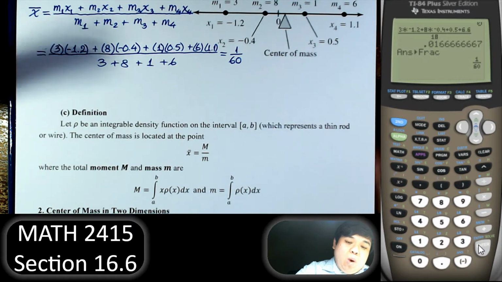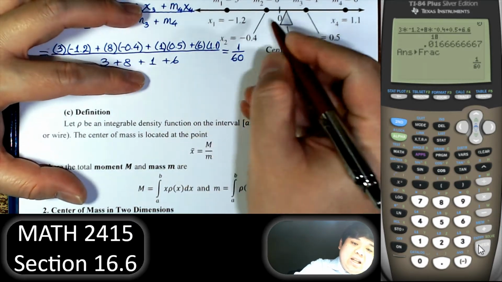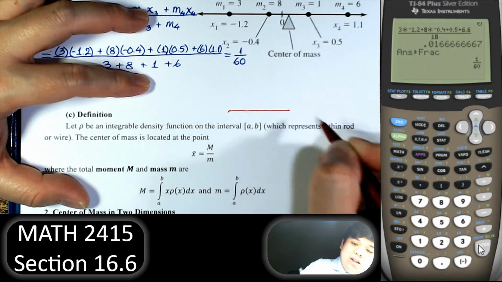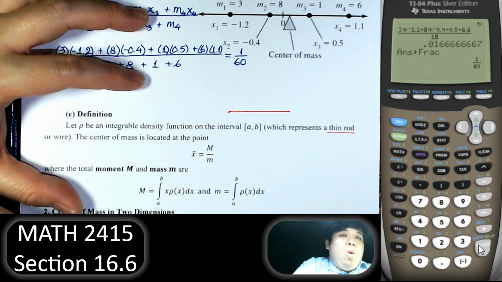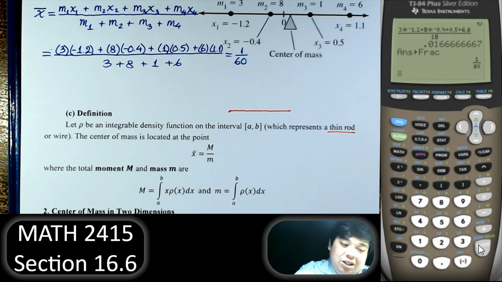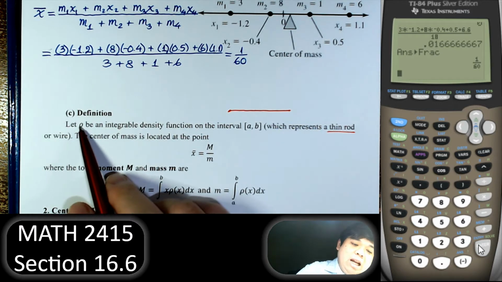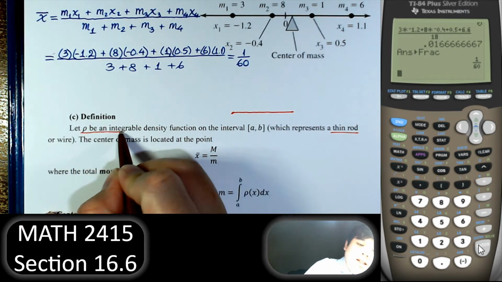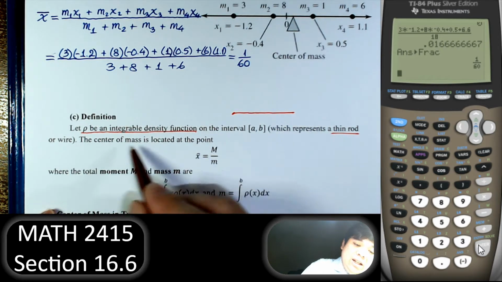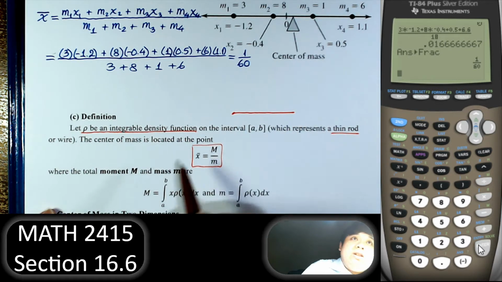But it is in one dimension, so instead of an isolated point, we have a thin rod. Of course, one dimension is not really interesting. It can only be a thin rod. It cannot be anything else. The thickness is negligible. Let rho be the density. So we have density and then the center of mass is given by this formula.